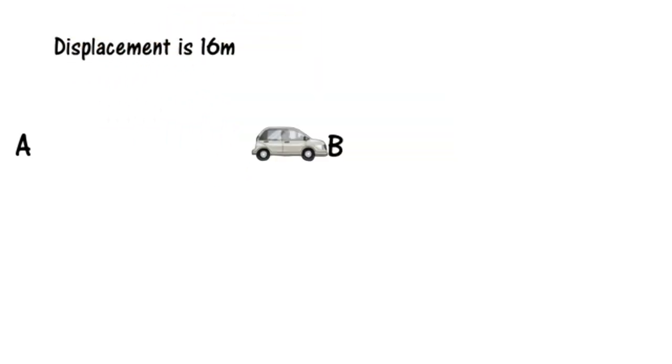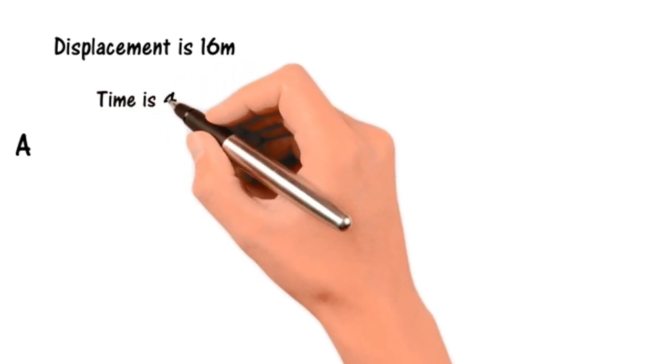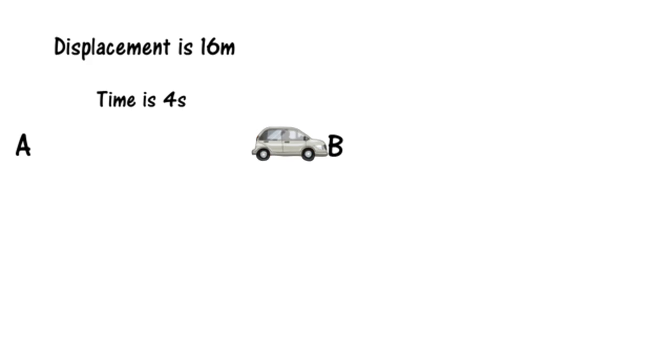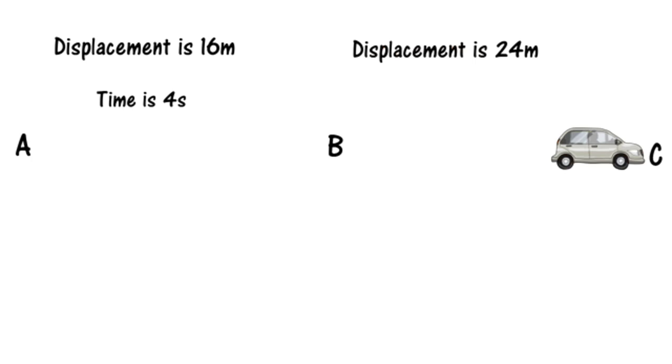Now let me tell you about non-uniform velocity. If a car is standing at point A and moves to point B, let's consider that the displacement from point A to point B is 16 meters, and the time taken by the car to move from A to B is 4 seconds. Now if the car moves beyond point B to point C, and the displacement from B to C is 24 meters, the car takes a time of 3 seconds.